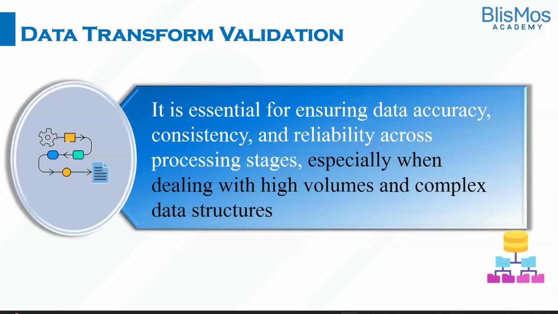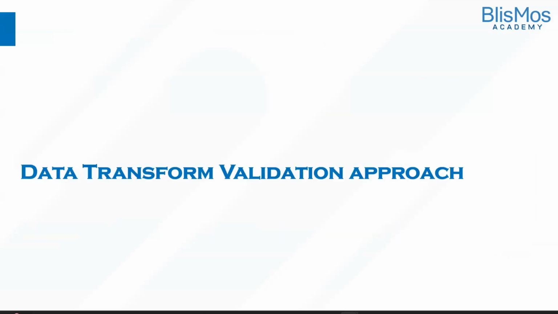Just to extend what I was saying, it is very much essential to ensure the data accuracy, consistency, and reliability across the processing stages, especially when you are trying to do the transformation for the large amount of data. So you got to take care of the data accuracy. You got to take care of the consistency. You need to ensure that reliability is there across the different processing stages. So it is proven beyond doubt that data transformation validation is essential. It is required. So how do we do it?